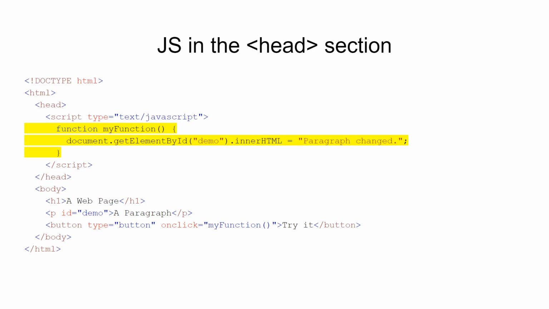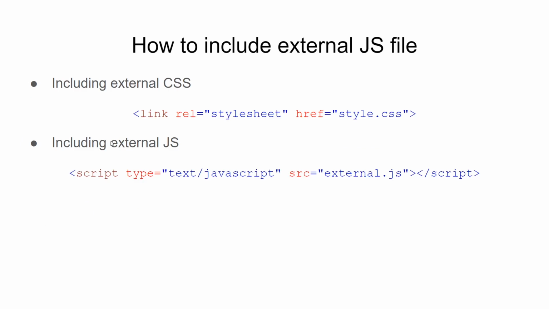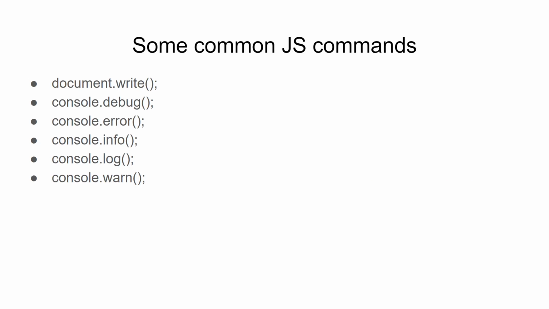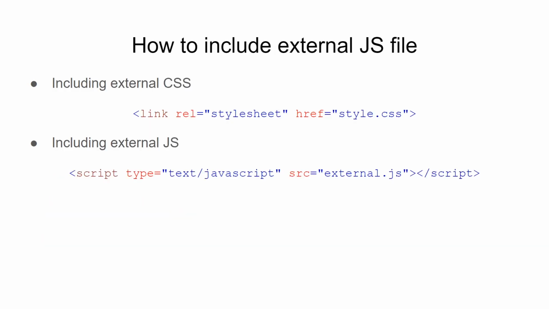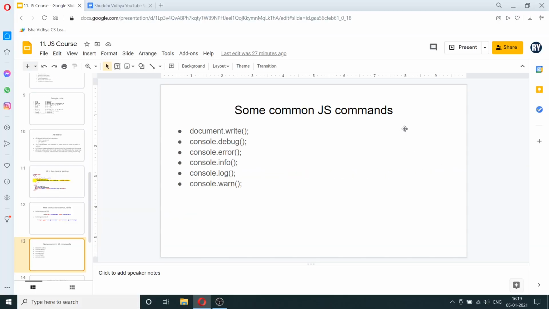And typically if you're writing a very small piece of code, it's fine to include it like this, but if your JavaScript file is very large, it's recommended to use an external JavaScript file and then include it using this single line tag. Now let's try out some common JavaScript commands, and we'll use both of these kinds of including the JavaScript file inside the HTML. So let's try this out.